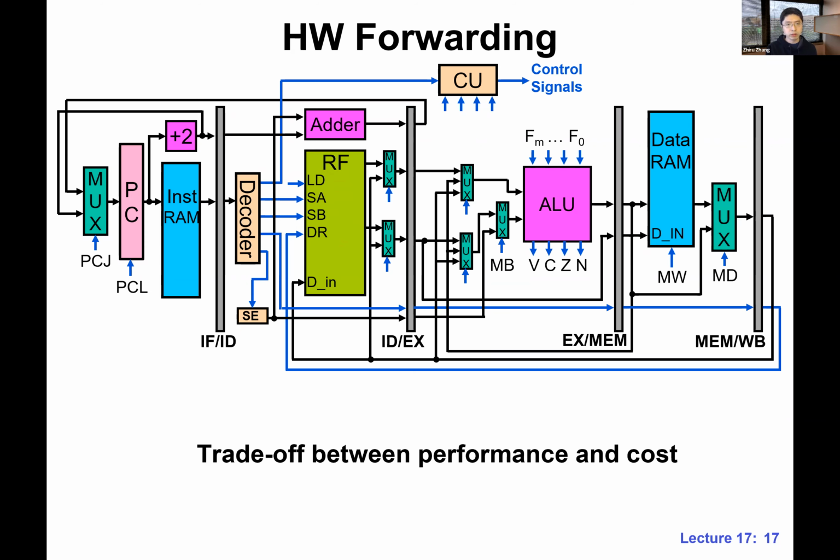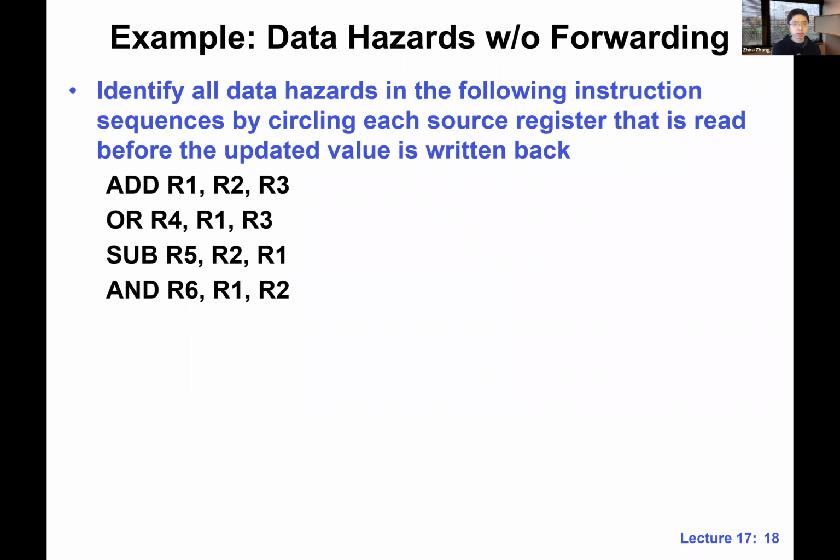That is for this sequence of instruction. Okay, so let's look at this example again. We just talk about the sequence. Without forwarding, we need to insert quite a few bubbles or quite a few no-ops. And these are the registers where we have this data dependency, or data hazard issue.